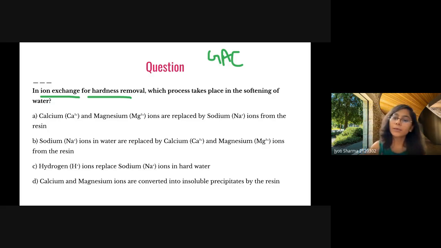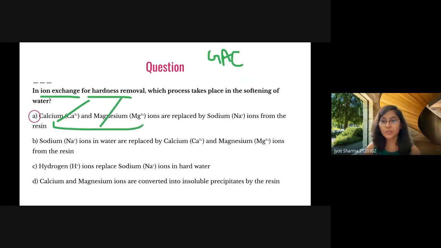Okay, so you both gave me the A answer. Yes, I also agree with this. A is the right answer. So why is A the right answer? The hardness is mostly due to multivalent ions, right? And these are calcium and magnesium. So hardness is mostly caused by calcium and magnesium.